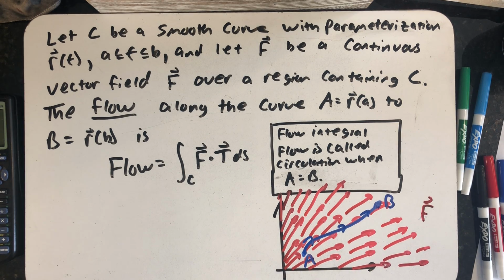Let C be a smooth curve with parameterization r(t), where t is between a and b. F is a continuous vector field over a region containing C.